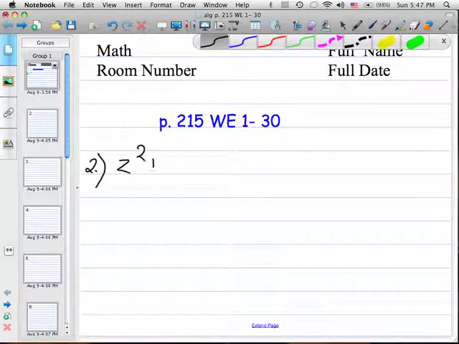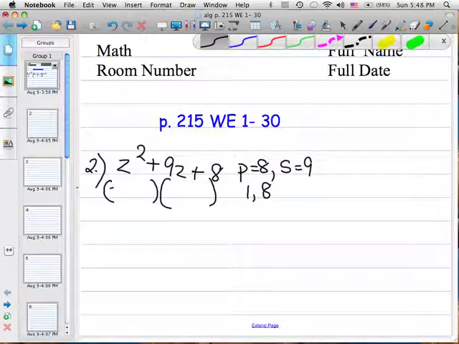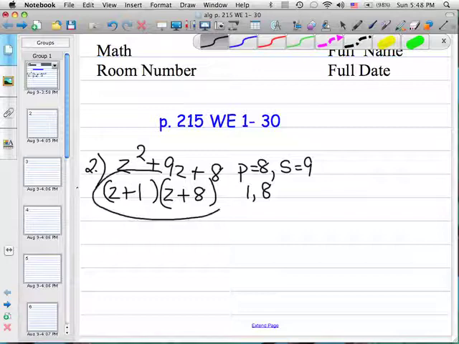Copy the problem down. z squared plus 9z plus 8. I want to see the work. I want to know what you think the product is and what the sum should be. The product is 8. The sum is 9. And the factors of 8 that work, 1 and 8 is the first pair, and actually it's the first pair that works. So we're going to put the factors down, take the square root of z squared, which is z, and z. One of them should be plus 1 and one should be plus 8. And you can check it with FOIL. z squared plus 8z plus 1z makes the 9z plus 8.